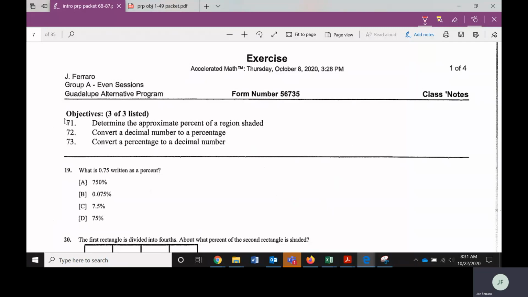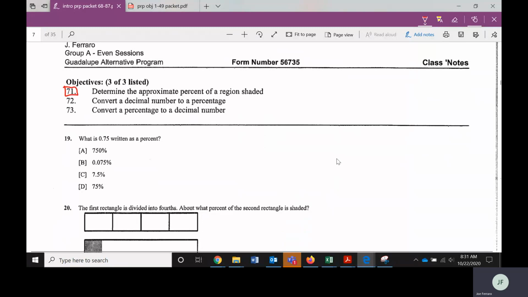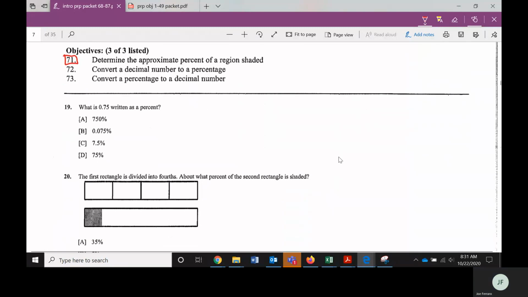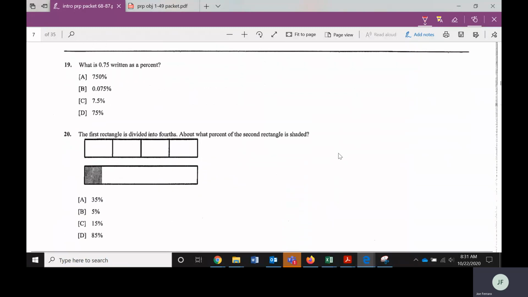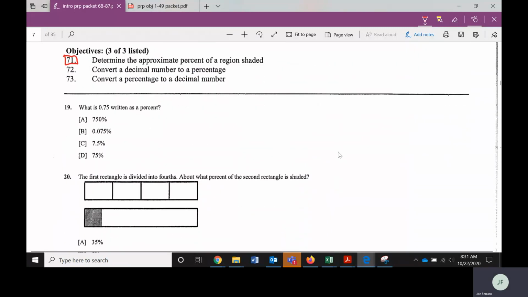So first, we're going to look at these type of problems: determine the approximate percent of a region shaded. I think for the most part, these shouldn't be too bad. It's basically just approximating a shaded region by looking at a picture. I think a lot of you can do this. So the first one will be number 20.